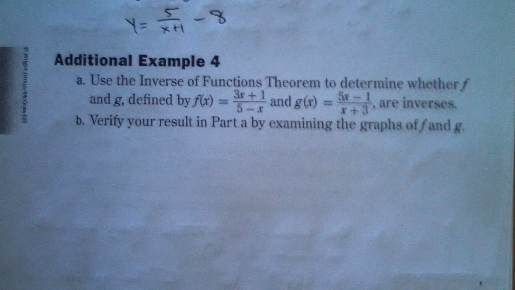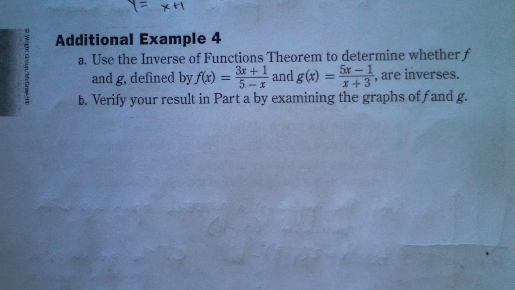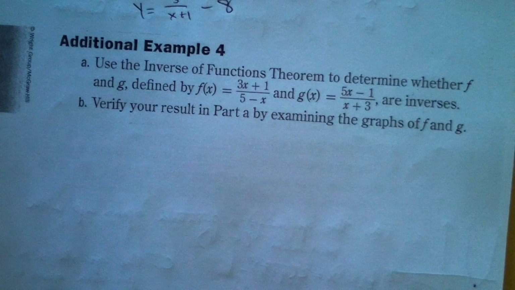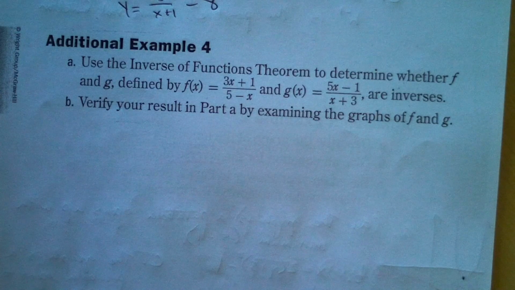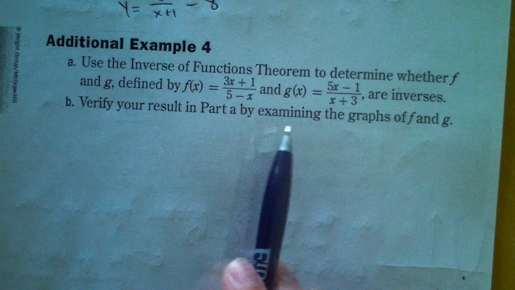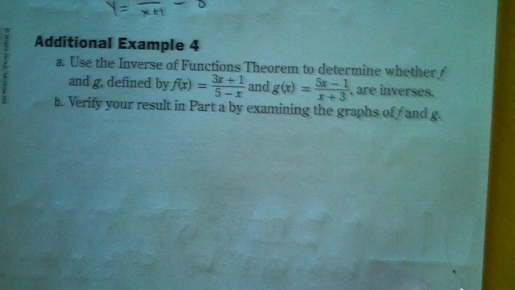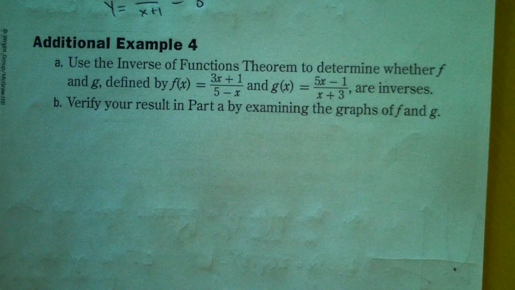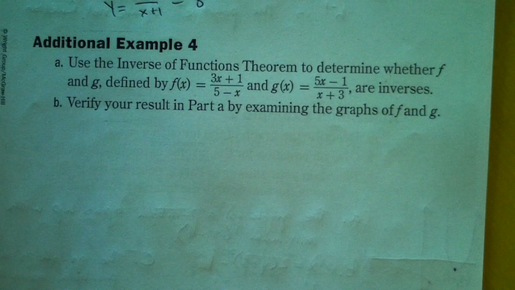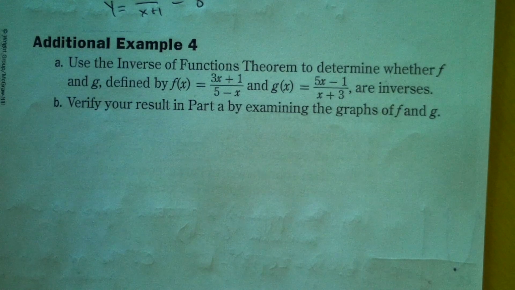Okay, so what they give us is we're supposed to use that inverse of functions theorem to determine whether f and g, with those formulas there, f of x equals whatever, g of x equals whatever, are inverses of each other. To show that using that theorem, basically we have to do one that's f∘g and one that's g∘f, and see if both of those kick out x as their answer. If they both reduce all the way down to x, then they're inverses of each other.